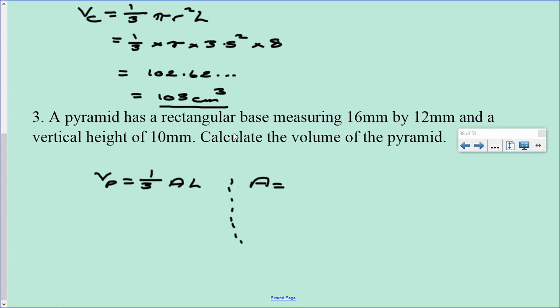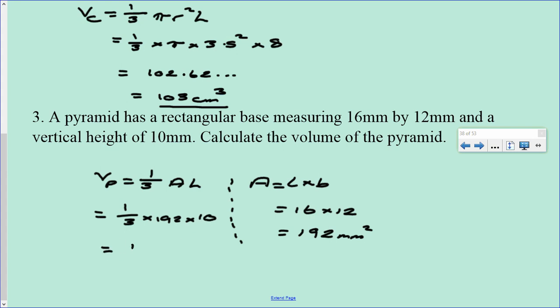So we have A equals... Now we've got a rectangular base, so my area for a rectangle is L times B. And we'll have 16 times 12, which is 192 millimeters squared. And then we'll use our 192 in our formula over here, so we'll have 1 over 3 times 192 times our height, which is 10. When we put that in our calculator, we've got 640 millimeters cubed.